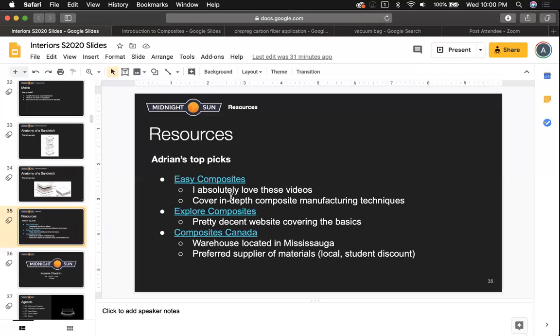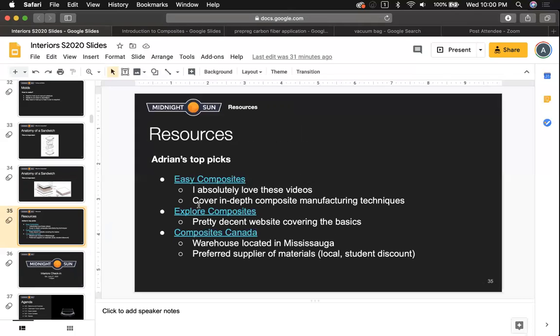Lastly, in terms of resources, a lot of this stuff can be found online in terms of how to do these different processes. I absolutely love Easy Composites. They're a YouTube channel. They also have a website where they go over how to make these parts using these different techniques. So if you're ever curious, I'd always try and find the first Easy Composites video that's relevant to that topic.